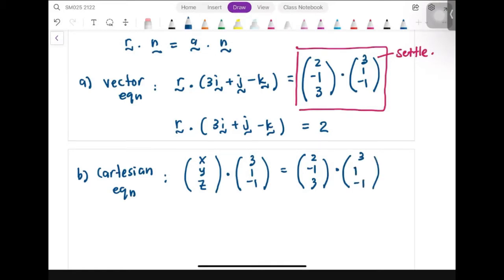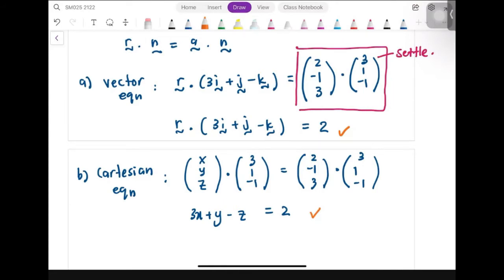Substitute one by one all the vectors. After that, perform dot product for each side. So for our left side, we should get 3x plus y minus z equal to, right side also perform the same dot product. This would be equal to 2. Okay, settle.